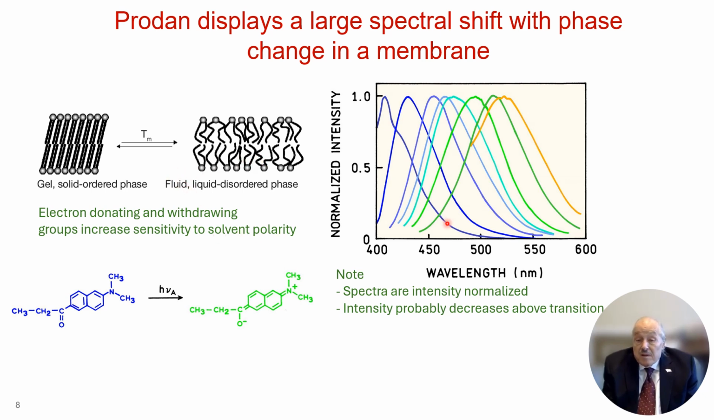And this phase transition could be investigated with a probe like Prodan because it displayed a very large shift as the membrane went from the solid state to the liquid state. And of course, that's because of this charge shift sensitive protein type molecule. I think they used a protein with a long alkyl chain in this experiment to make sure that it bound to the lipid bilayer.